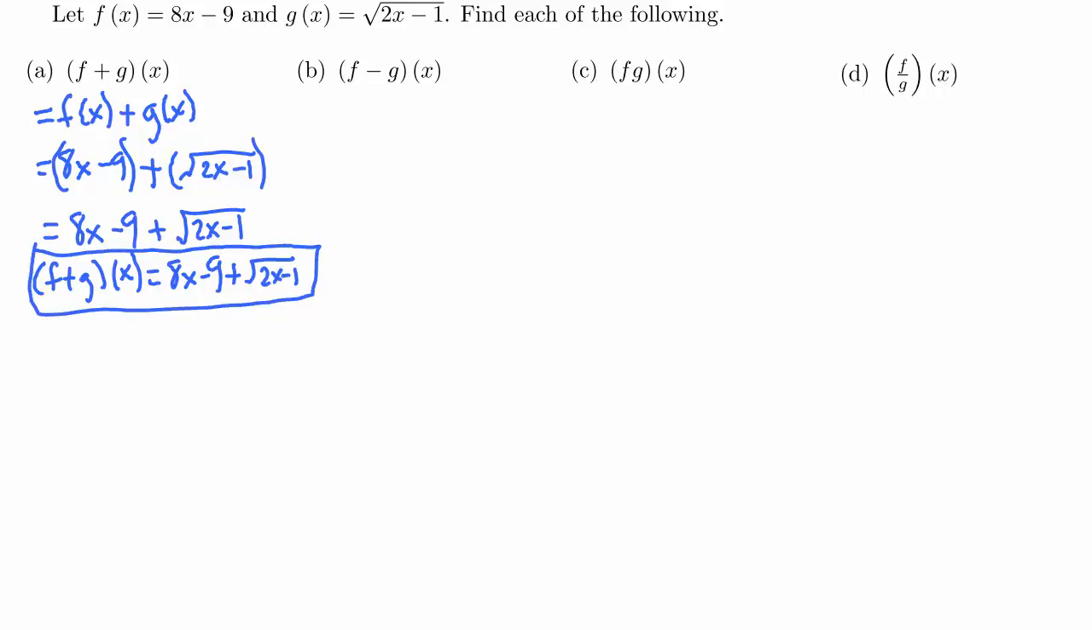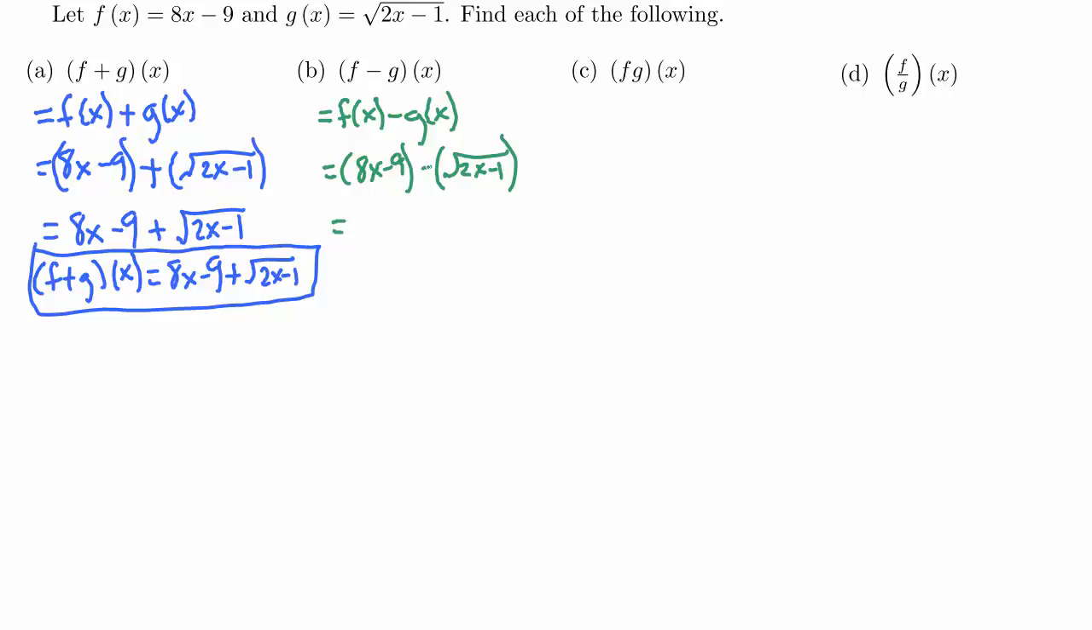Now, let's look at letter B. Letter B is subtraction between the two. So this means f of x minus g of x. This gives me 8x minus 9, because that's f of x, minus g of x, which is the square root of 2x minus 1.